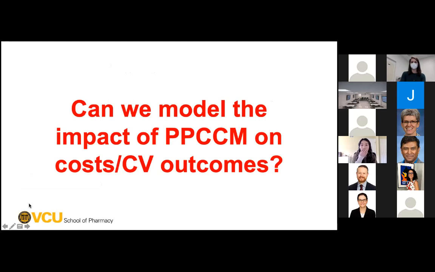So based off these two studies, my question was, can we model the impact of PPCCM on costs and CV outcomes? Despite the available evidence supporting PPCCM as an effective model at improving TTR for systolic BP compared to usual care, and that patients with higher TTR for systolic BP have a decreased risk of adverse CV events, there has been no pharmacoeconomic analysis that has combined these findings to model the cost effectiveness of PPCCM.